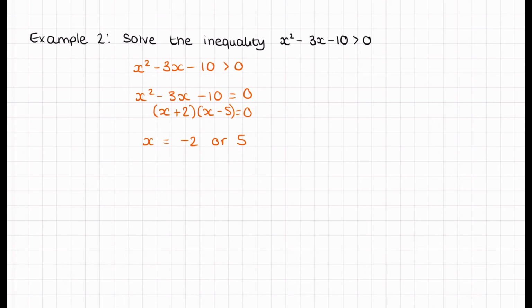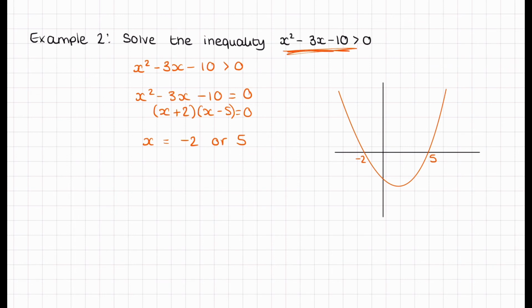Now if we were to graph this function, you'll find it looks a little something like this, where here we've got the negative 2 and the 5. Now our question is wanting when this quadratic is greater than 0. So this quadratic is greater than 0 when it is above the x-axis. So it's greater than 0 here and here. Which is why we need to find the intercepts so we know where the graph is above and below the x-axis.